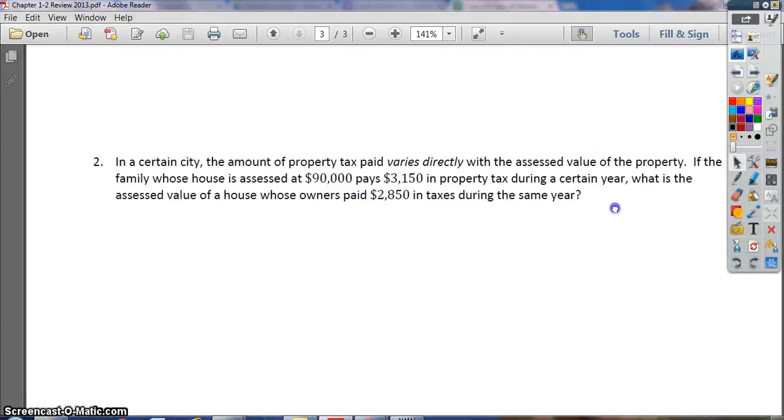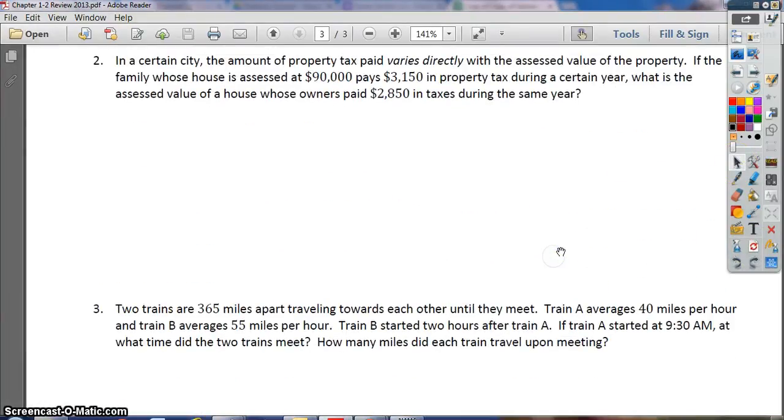The trick there was to remember to change that 20 minutes to hours, because everything has to be in hours. In a certain city, the amount of property tax paid varies directly with the assessed value of the property. So, I'm going to say the property times K, which is your constant of variation, that varies directly, is equal to the tax paid. Okay? So I'm going to make this my y, I'm going to make this my x, and K is just going to be the variable that I'm going to solve for first.